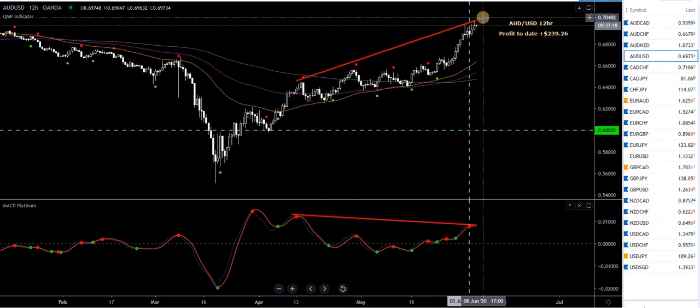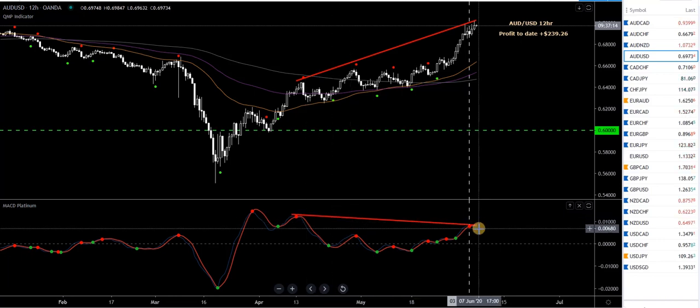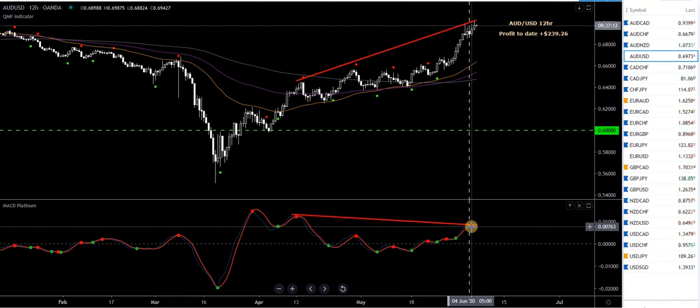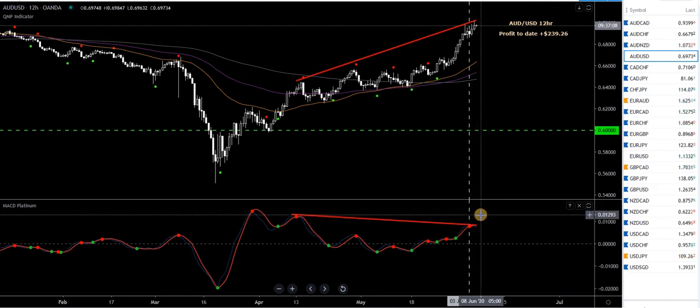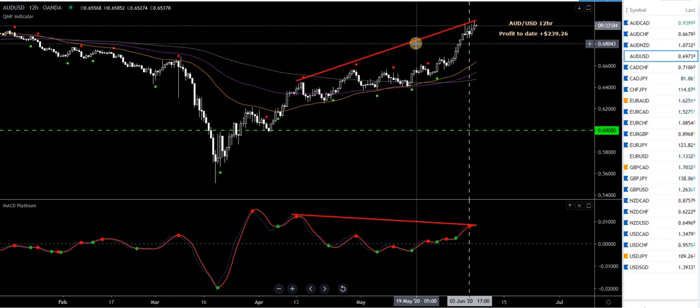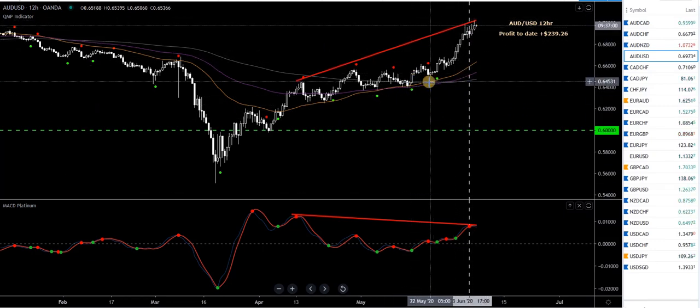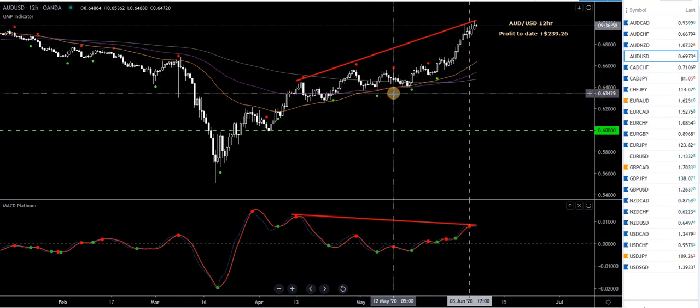I've started to draw my trend lines in. Nothing's confirmed yet, but possible bearish divergence. If for some reason this MACD Platinum kept on moving up, this line went past the 0 degrees, positive, then I just delete them both because they're no longer valid. But I'm always drawing a lot of trend lines in preparation for what may happen.